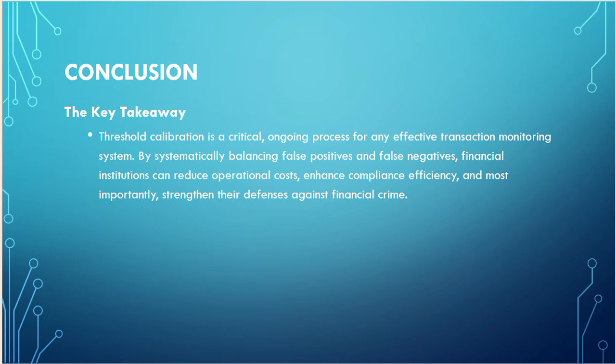And by systematically balancing the false positives and the false negatives, the financial institution can reduce operational cost and enhance compliance efficiency, and most importantly strengthen the defense against financial crime. They will identify financial criminals more accurately and effectively, analyze their transaction patterns, and not allow financial criminals to use their banking or financial system, and they keep themselves away from paying penalties for allowing criminals to use their financial system.